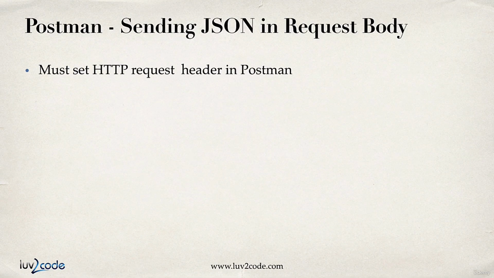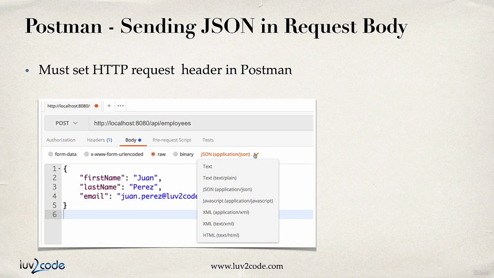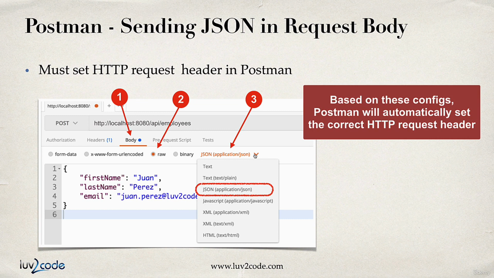Now again, as a refresher here, we're using Postman as our client. So once we have the UI up for Postman, then we click on Body, then we select Raw, and then we choose the content type of JSON application/JSON. And based on these configs, Postman will automatically set the correct request header. Okay, so in the next section, we'll actually move into the IDE and we'll start writing some code.